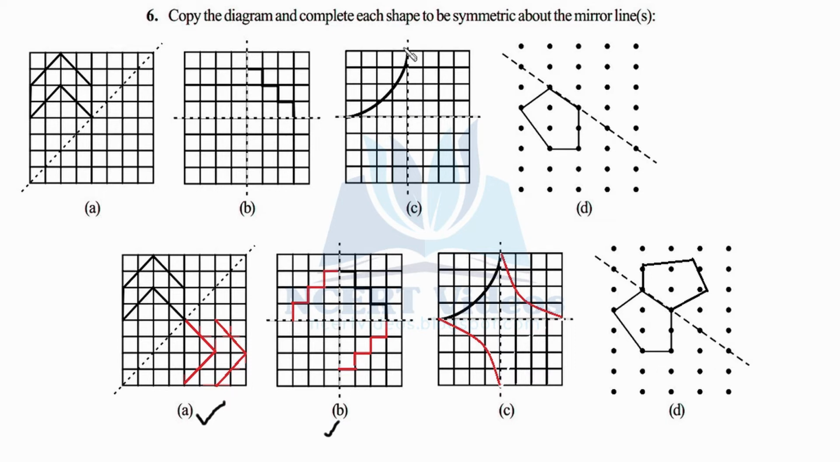Here again 2 axes of symmetry. Let's consider vertical first. So you will have a curve like this as we have shown here, and for horizontal it will be like this, and again here no image will be formed.